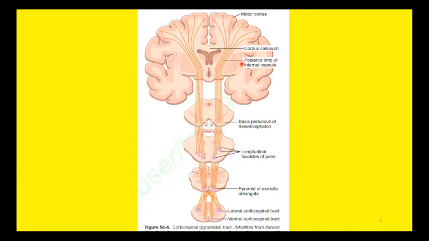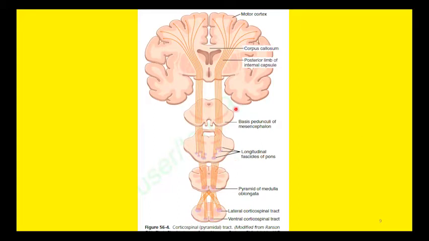Those descending pathways which form a swelling of tracts over the surface of the medulla oblongata, just like a pyramid, are classified as pyramidal tracts, and the other name for pyramidal tracts is the corticospinal tract. So this figure shows you the descending motor pathway of the corticospinal tract, and inside the corticospinal tract we have two tracts, the ventral or anterior corticospinal tract, and the other one is the lateral corticospinal tract, and the collective term is pyramidal tract for these two pathways.